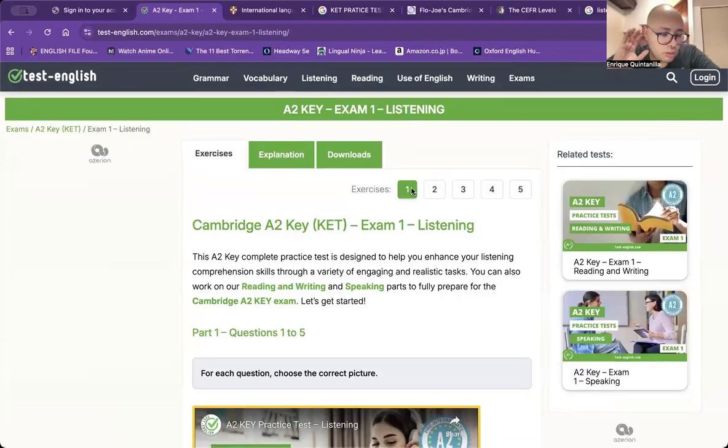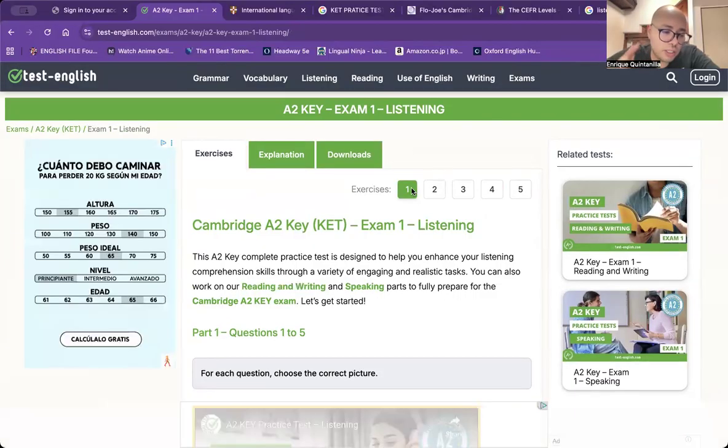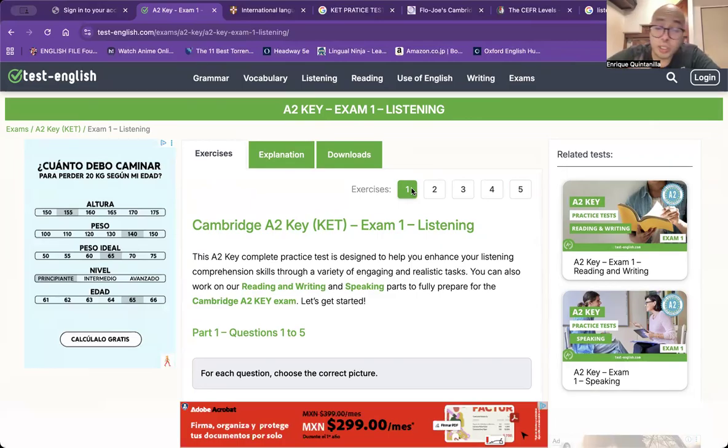Toda nuestra atención, all our attention focus on the audio, because we are going to hear it only two times. Solamente la escuchamos dos veces. En un examen oficial siempre es así, two times.